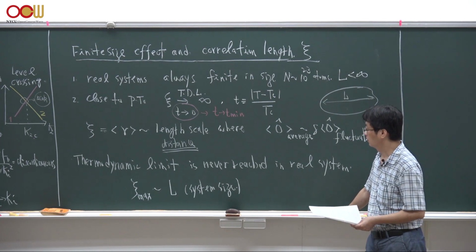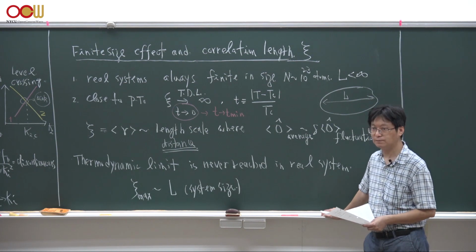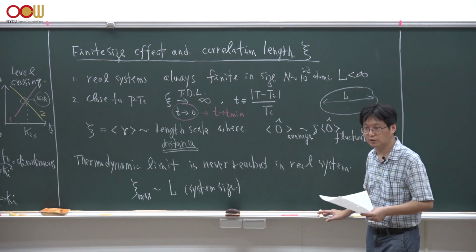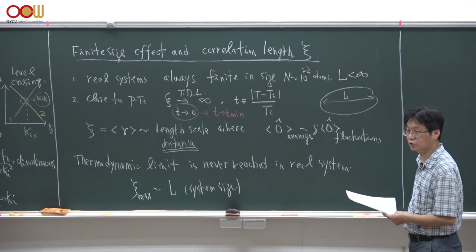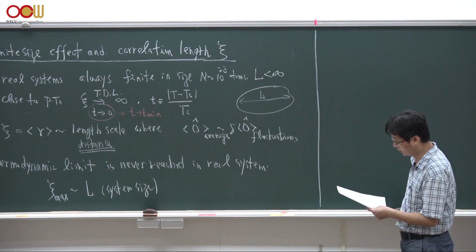But nevertheless, over a finite size, we can still see the signatures of a phase transition, but only over this system size. Within the system size we could see the signature of the phase transition. So let's just analyze this more quantitatively.